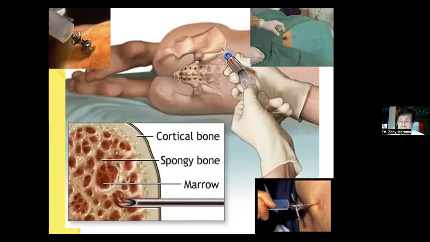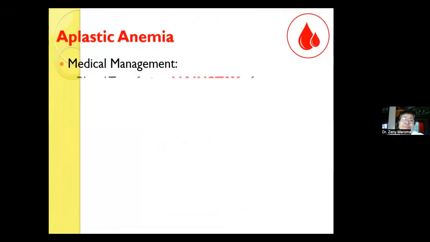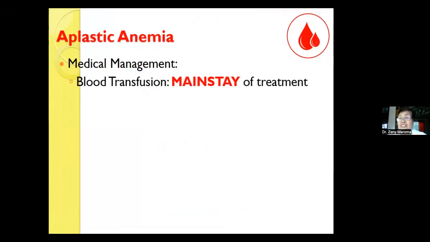Okay? After the procedure, position the patient on his back, turn to affected side. Monitor the vital signs. Bed rest lang muna siya. After 4 hours, pwede na siyang out of bed. Alright? Bone marrow aspiration. Medical management, since there's pancytopenia, kulang ng RBC, WBC, and platelets, bigyan natin ng blood transfusion.